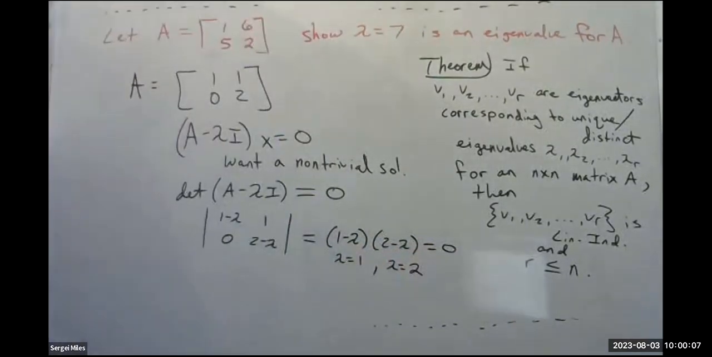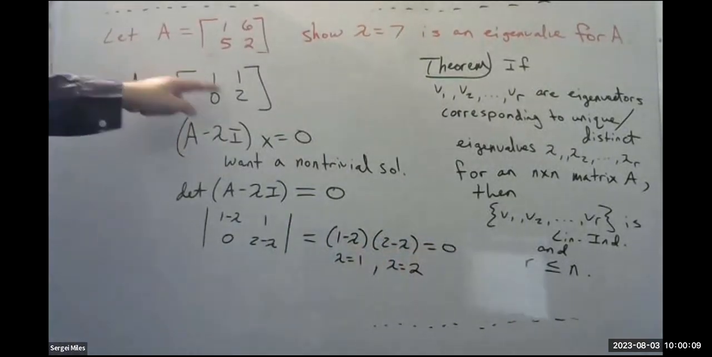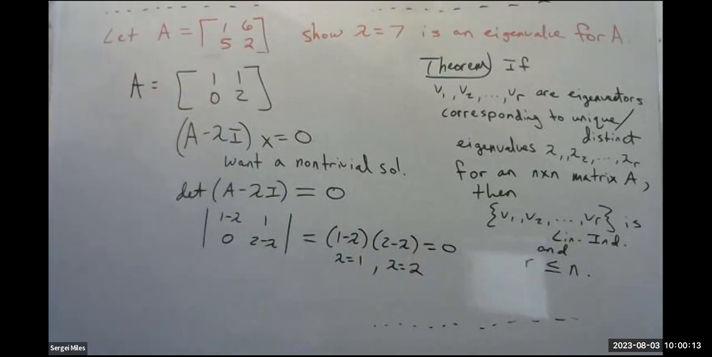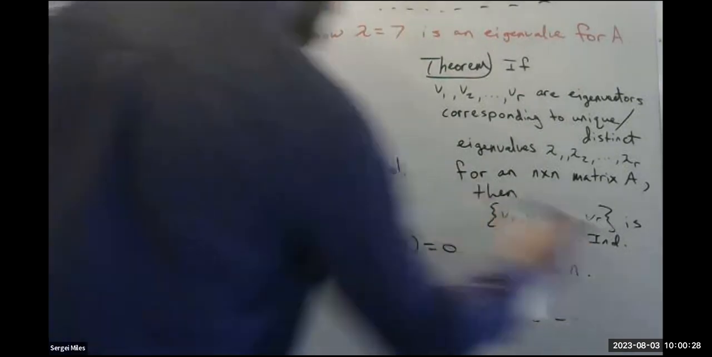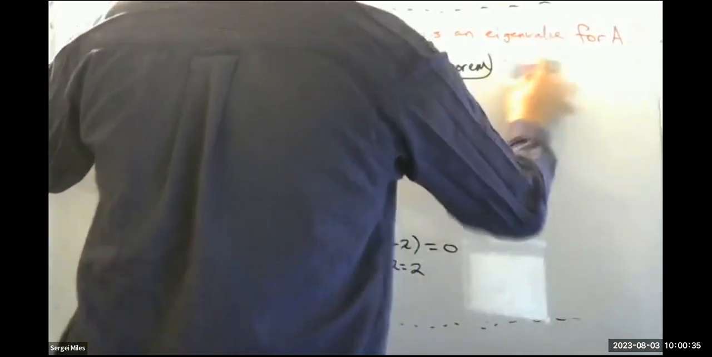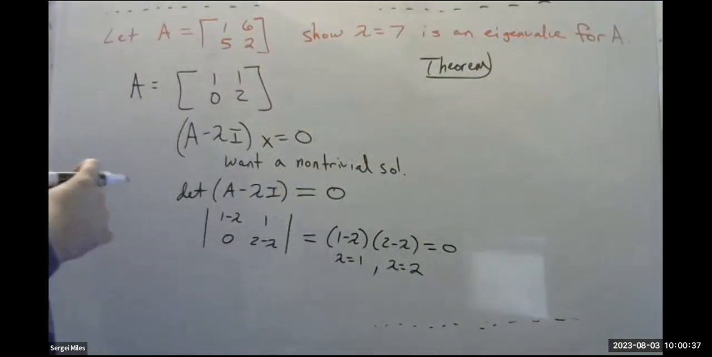But lo and behold, what is that? That was just my diagonal. So in fact, anytime you have a triangular matrix, there's no work to do. For every triangular matrix, the entries on your diagonal are your eigenvalues. So this will give us our last theorem for today's lecture. A nice handy trick involving triangular matrices.